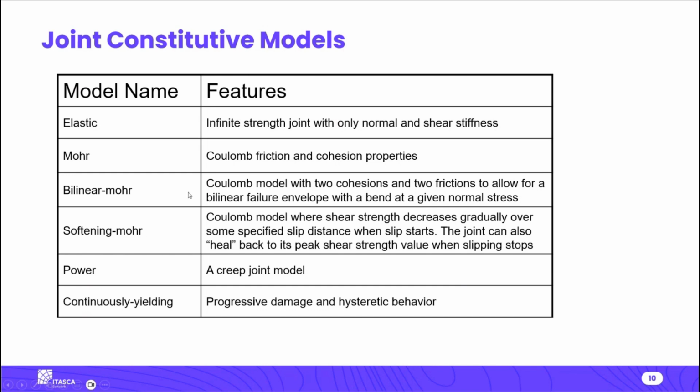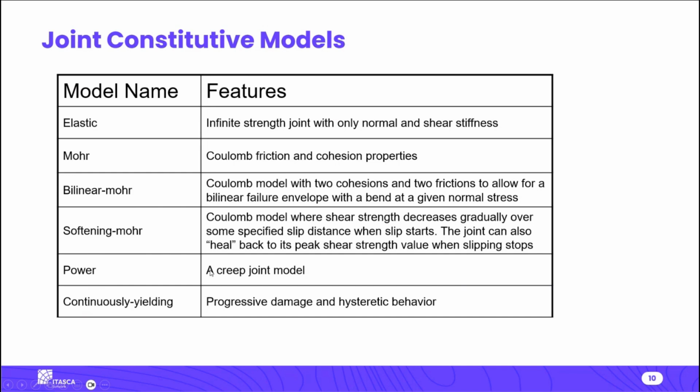And then we have these more unusual models here. I won't go into a lot of detail. You can certainly read about them in the manual. The bilinear Mohr is just Mohr Coulomb with two segments of the curve. So it accounts for the fact that you may have a weaker joint when you have more confinement or more normal stress. Softening Mohr, what this does is you can set it up so that the peak cohesion and friction gradually decrease to a residual cohesion and friction. This is equivalent to the strain softening model that we saw with the zones. The same idea.